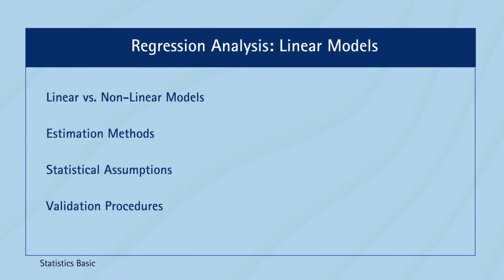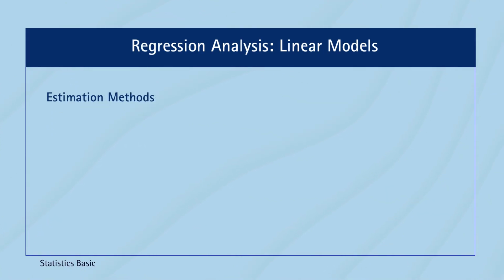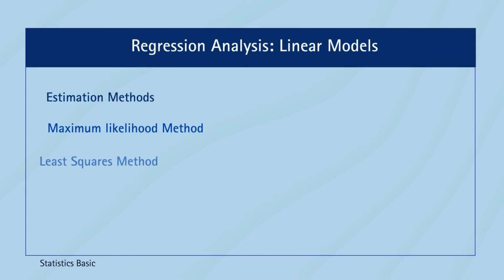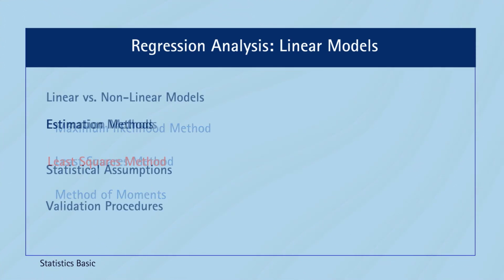Several methods exist to estimate regression parameters, including maximum likelihood, least squares, and method of moments. The least squares method is the most widely used due to its computational efficiency and ease of interpretation. We'll focus on this method for parameter estimation.